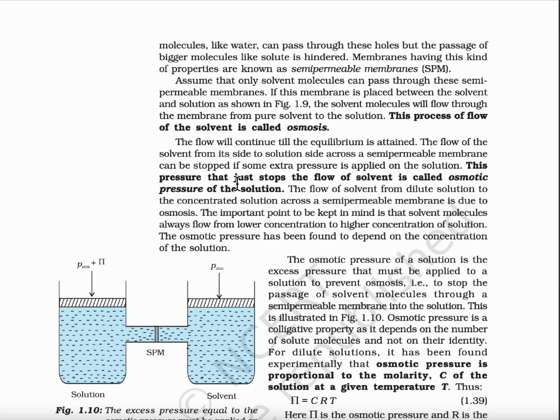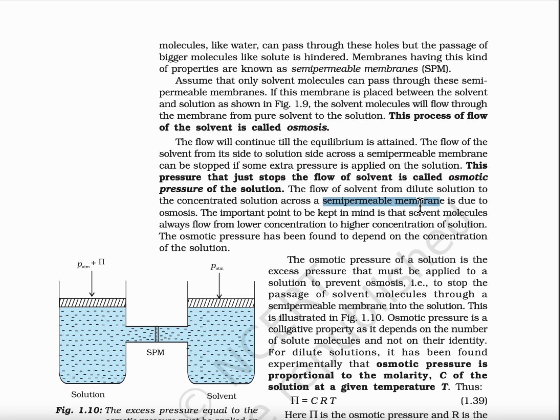This pressure that just stops the flow of solvent is called osmotic pressure of the solution. The flow of solvent from dilute solution to the concentrated solution across a semi-permeable membrane is due to osmosis. That is, these are all the definitions for osmosis, right? One could be flow of solvent is called osmosis. Other could be flow of solvent from its side to solution side across a semi-permeable membrane is also called osmosis, or the flow of solvent from dilute solution to the concentrated solution across a semi-permeable membrane is also osmosis.